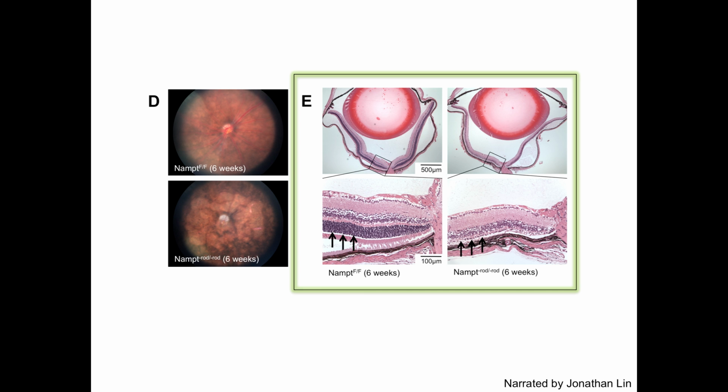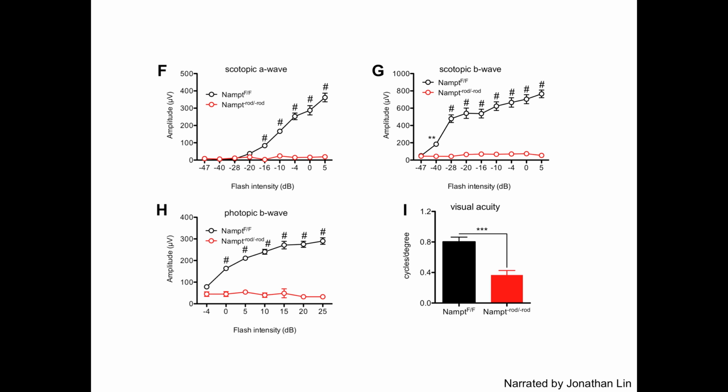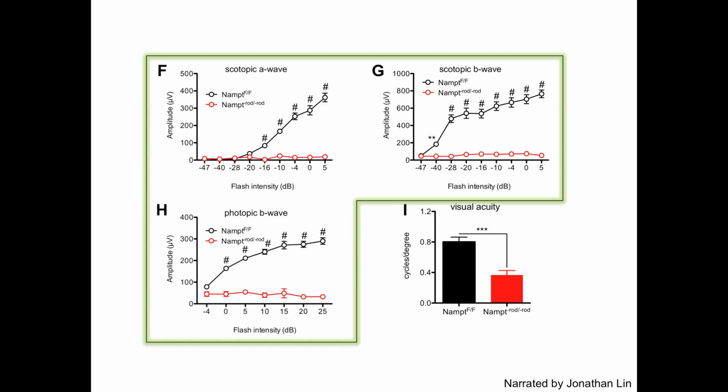Next, we wanted to test whether these anatomic abnormalities were associated with retinal dysfunction by using a technique called electroretinography, or ERG. In short, this technique allows us to measure the response of the retina to different flashes of light in anesthetized mice. As you can see in Figures 1f, 1g, and 1h, the rod-specific NAMPT conditional knockouts had almost no retinal response to any of the different light flashes, indicating severe retinal dysfunction.